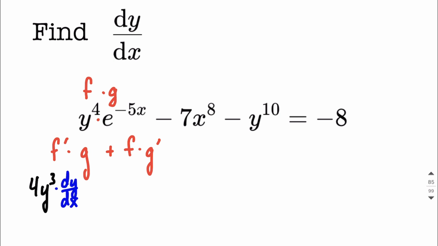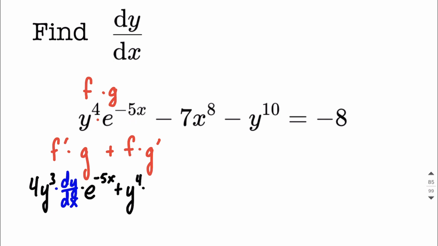Next, we want to copy down our second function, g, so we just write it multiplied by e to the negative 5x power. Continuing with our product rule, we copy down f, which is y to the fourth power. Then that gets multiplied by the derivative of g. But notice this is a little more complicated: it's not just e to the x power, it's e raised to the negative 5x power.